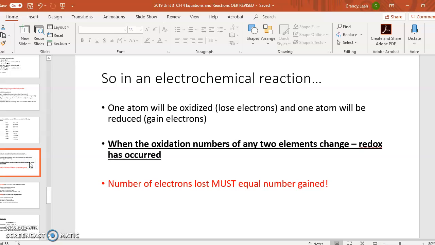So if we have an electrochemical reaction, if we've got an oxidation number changing twice, meaning we have a loss in one element and a gain in the other, then we know we've got what's called a redox reaction. So the number of electrons lost has to equal the number gained. Otherwise, electrons, like atoms, don't just disappear and they don't just appear.